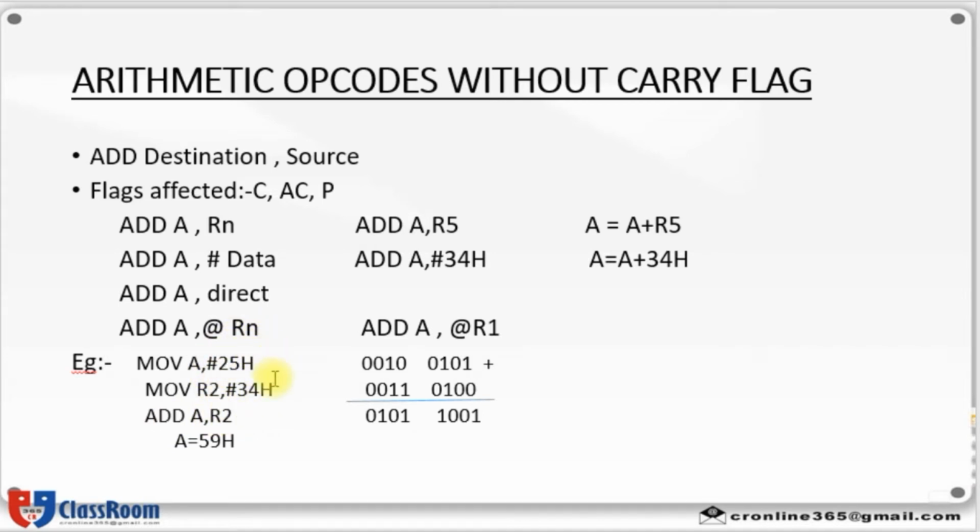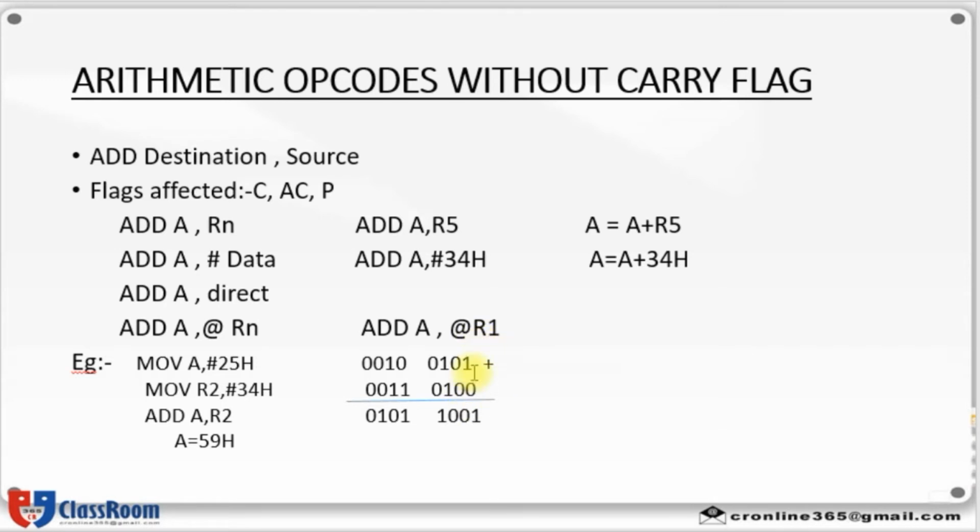All these values have to be denoted in binary representations inside 8051 microcontroller. So what is happening inside 8051 microcontroller? This 25H is transferred to binary operation. 2 means 0010, 5 means 0101. Binary addition is performed inside 8051 microcontroller. Similarly, 34H can be converted into binary as 0011, 0100.